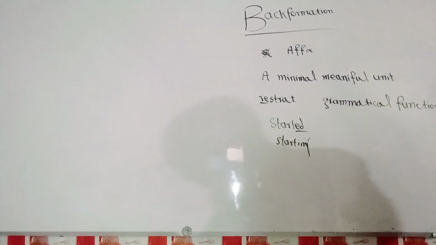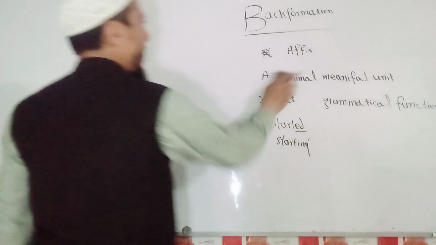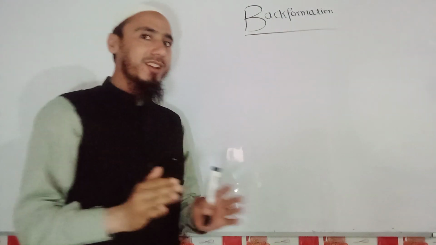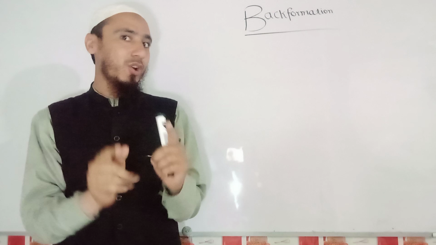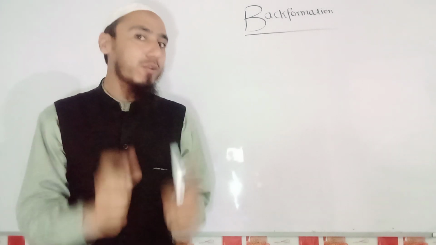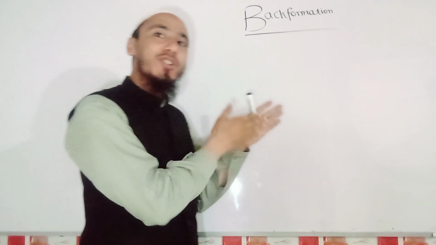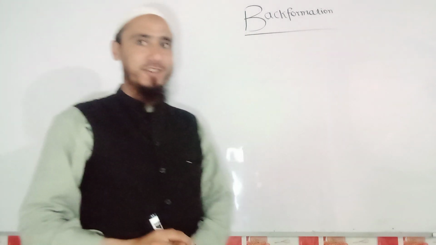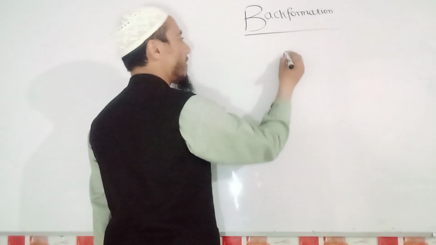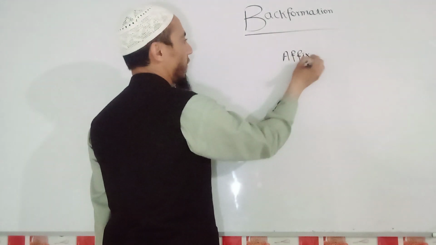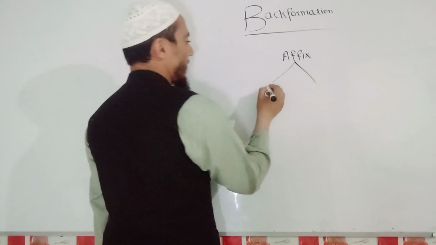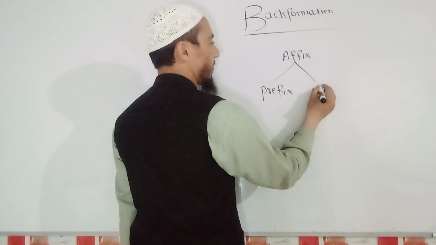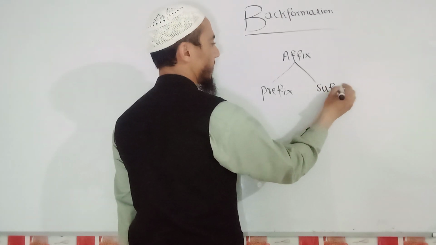Listeners and audience, you may define affix in other words as well. Affix is a letter or a group of letters which come at the beginning of a word or at the ending. That's why we have two types of affix. The first type is known as prefix, and the next type is suffix.